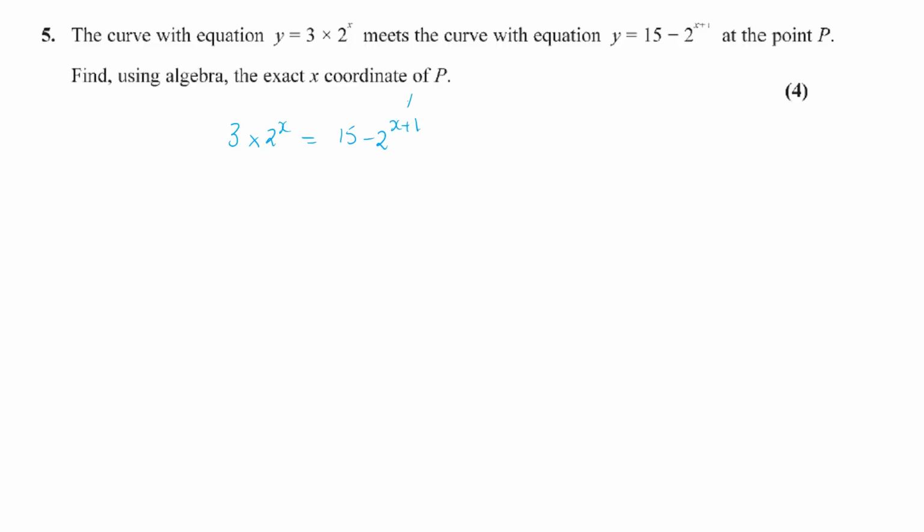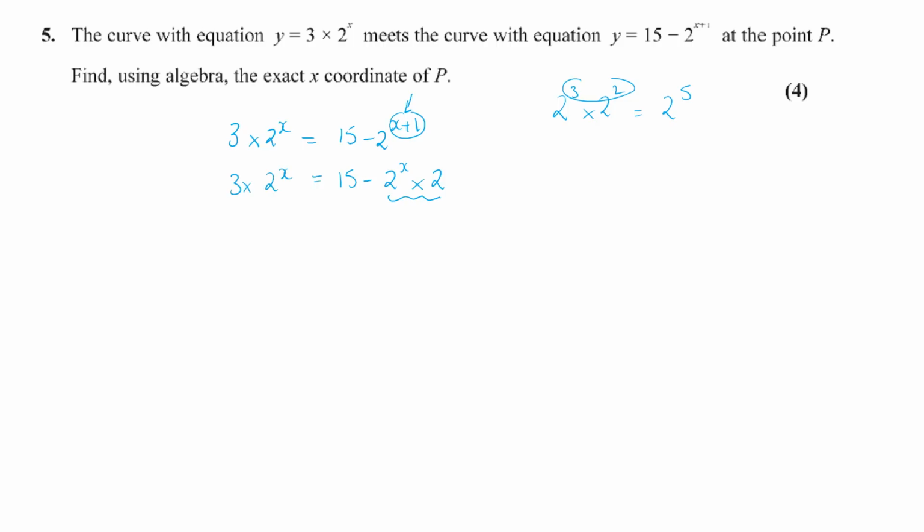Now what can we do with this 2 to the x plus 1? If you think about your rules of indices, if you've got 2 cubed times 2 squared, you're going to add those indices, and that would be 5. We've got an addition here, so we can say that is 15 minus 2 to the x times 2 to the 1, and that would cause us to add these two up and give us the x plus 1.